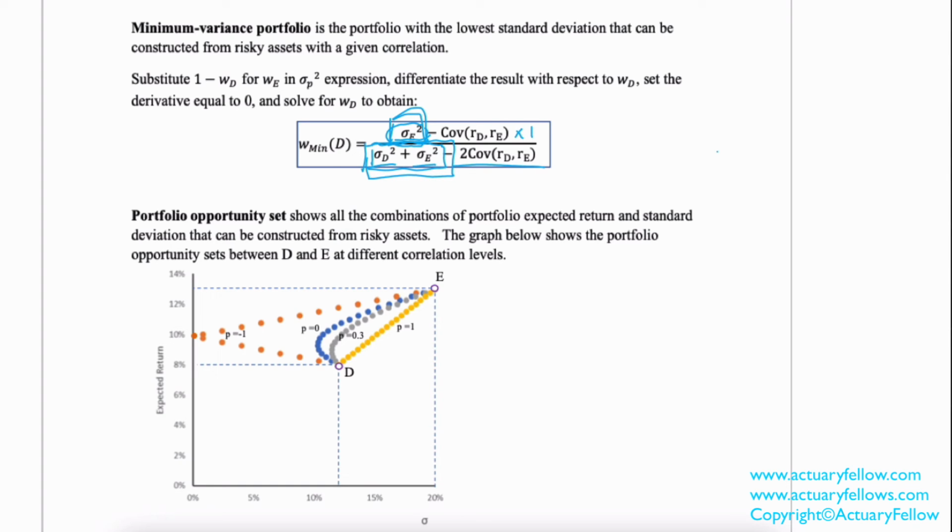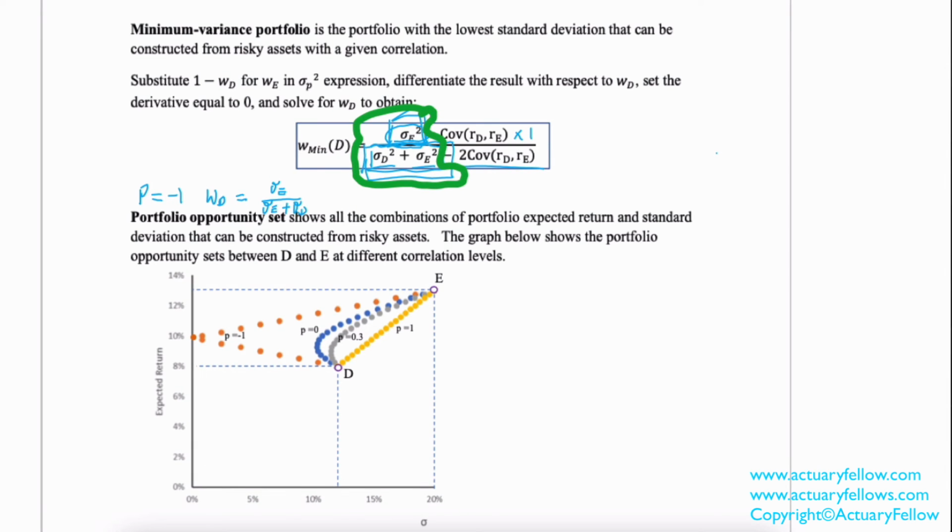A side note, we can relate this formula to the weight for the debt fund in the perfect negative correlation case. It is equal to the equity fund standard deviation divided by the sum of the standard deviations. It is similar to the first part of this formula, but with standard deviation. The minimum variance portfolio is one of the portfolios on the portfolio opportunity set. It shows all combinations of portfolio expected return and standard deviation that can be constructed from risky assets.